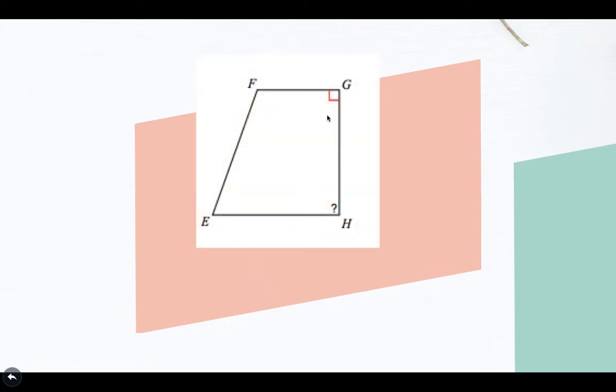Let's take a look at another example. We see here that we have FG and EH as the bases, the parallel bases, and we see that GH is a leg. We have one angle here, angle G is 90 degrees, and we are missing angle H. Again, we know that these two are going to be supplementary, which means they add up to 180. So this box represents 90 degrees plus x, our unknown, is equal to 180. When we subtract 90 from 180, we're left with 90 degrees for angle H.